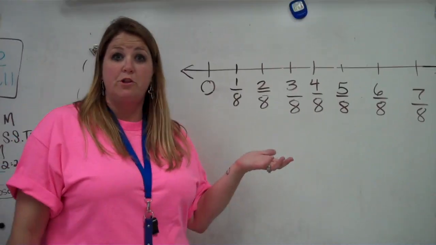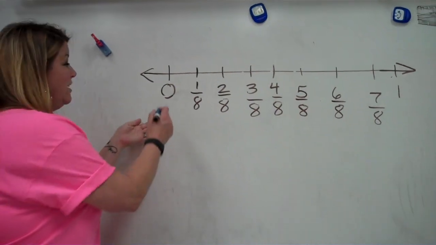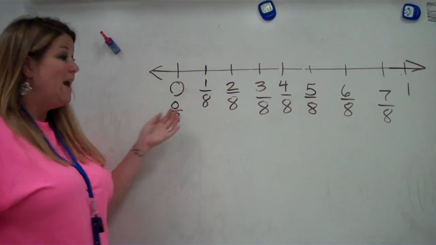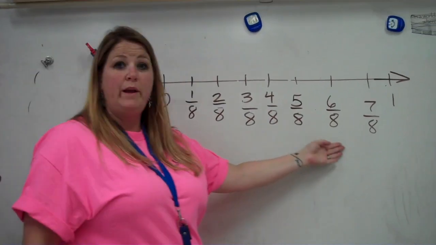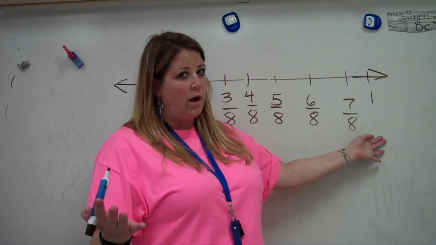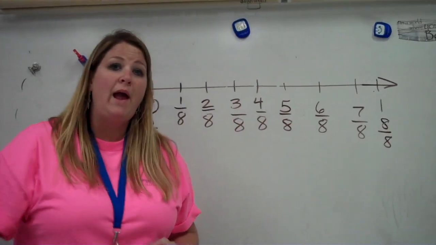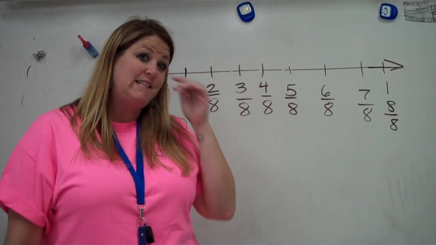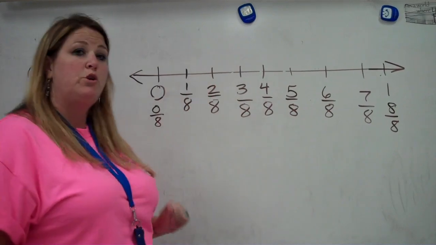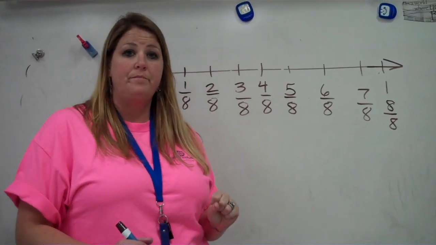Alright, so this is what your number line should look like. Starting at 0, which really is 0/8, and 1/8, 2/8, 3/8, all the way up to 1. 1 is going to be what? Yep, 8/8. Now you have your equivalent fractions listed there. You need to take them and put them on your number line. So go ahead and do that right now.